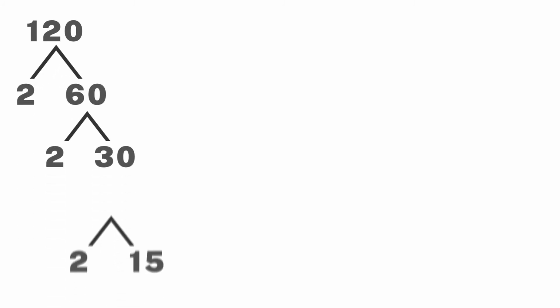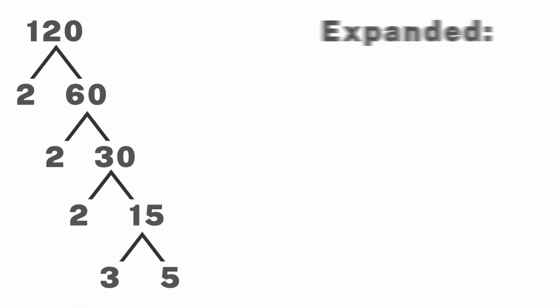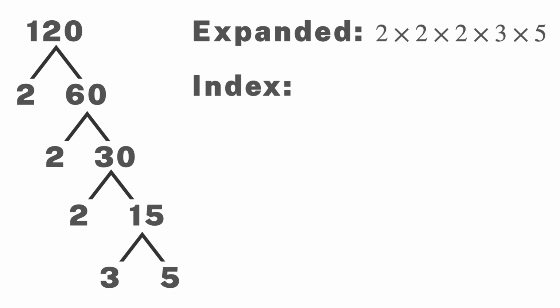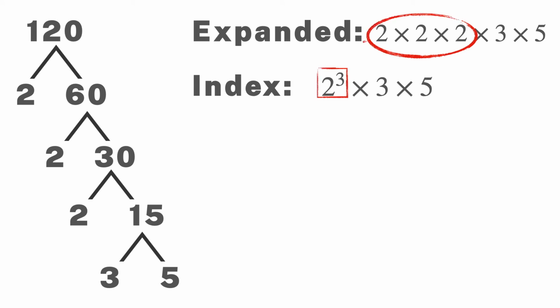Now for 120 we'll have the same kind of thing. In 120 we have 2 times 60, 2 times 30, 2 times 15, and 3 times 5. In expanded form we'll have 3 2's multiplying each other times a 3 times a 5, and then in index form we're going to take those 3 2's and turn that into 2 to the power of 3. And this is how you write out prime factors in a shorter way.